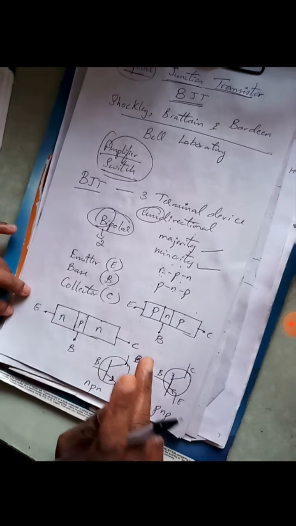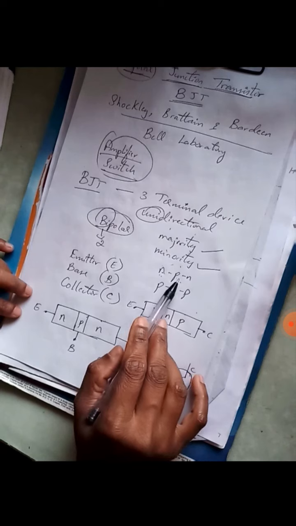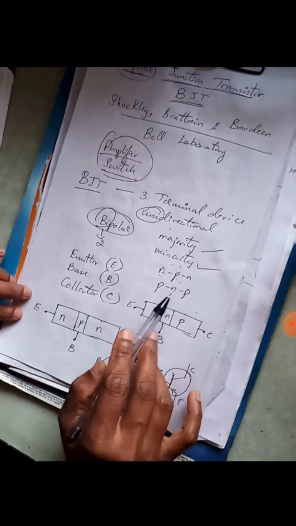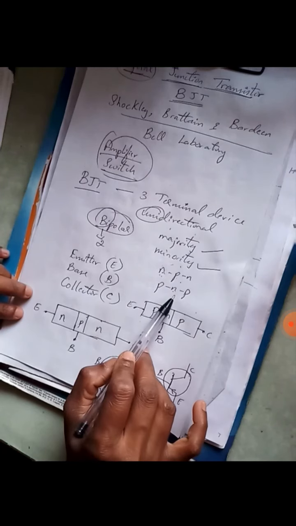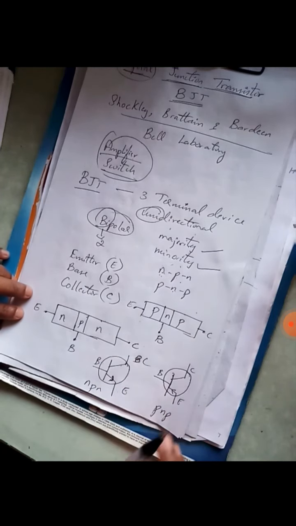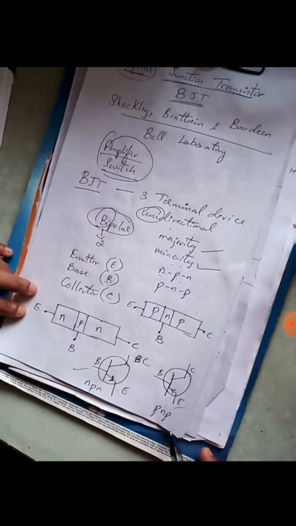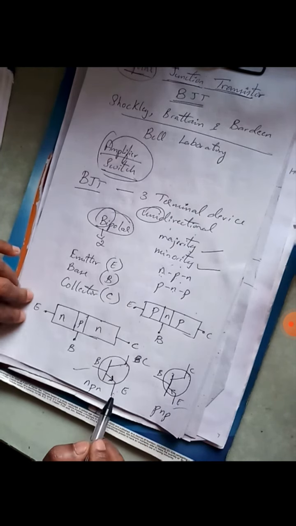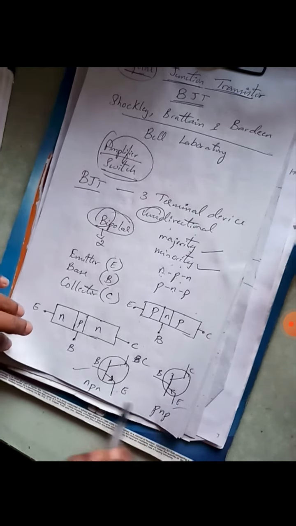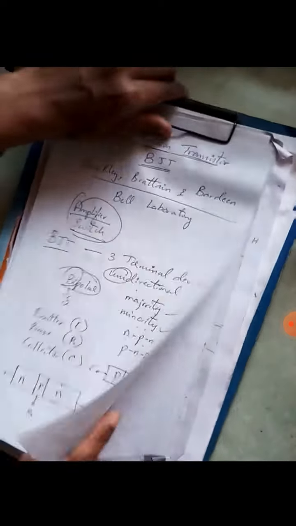There are two types, NPN and PNP. In an NPN type of transistor, a P type semiconductor is sandwiched between two N types, and in a PNP type of transistor, an N type semiconductor is sandwiched between two P types. These are the symbolic representations, and the arrow mark decides which type of transistor it is. If the arrow mark is facing towards the emitter, then it is NPN. If the arrow mark is moving away from the emitter, then it is a PNP type of transistor.